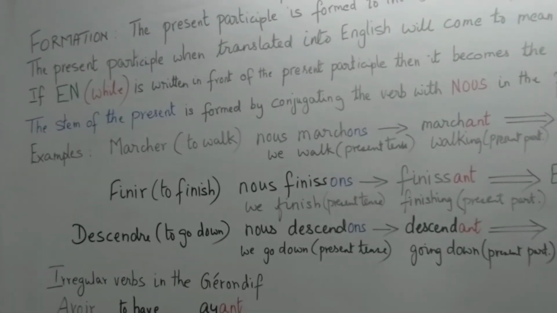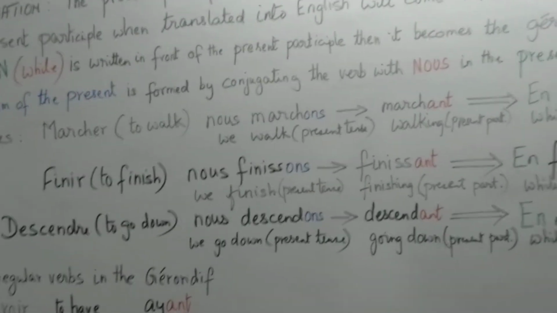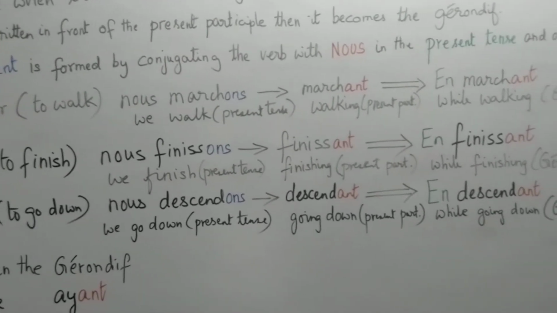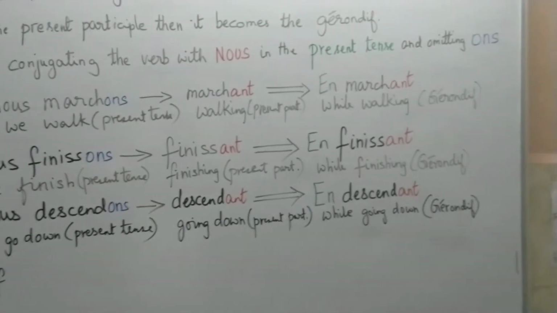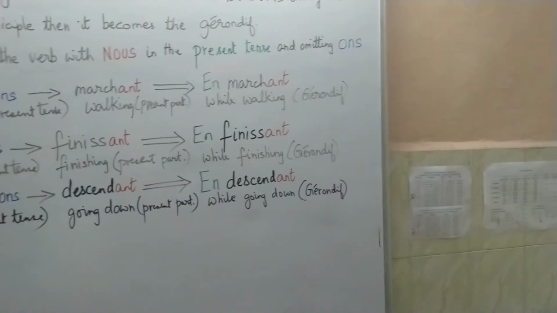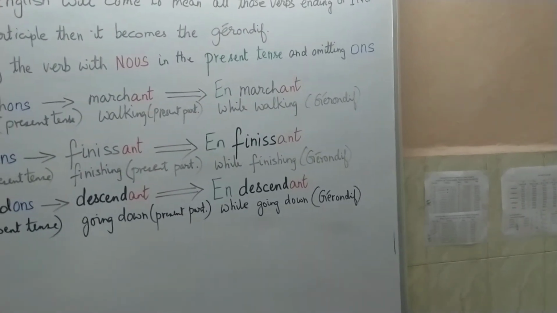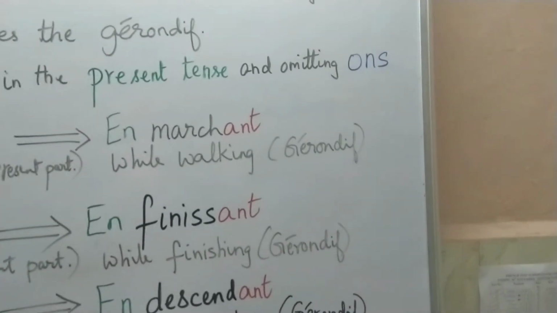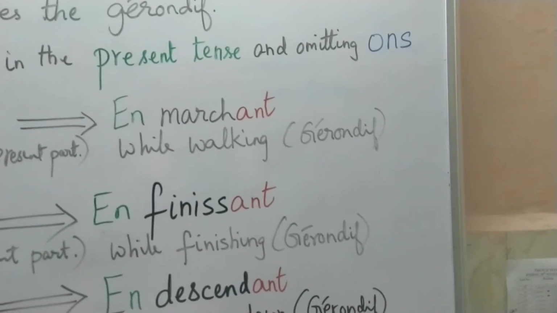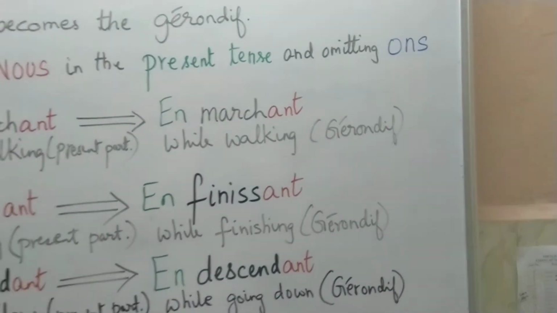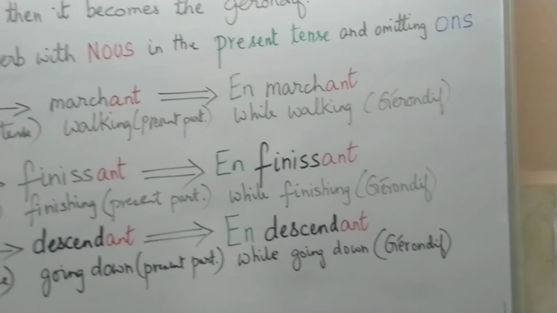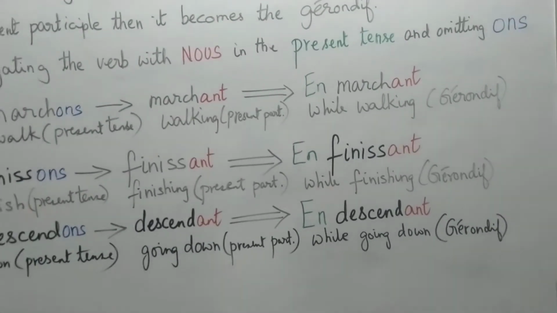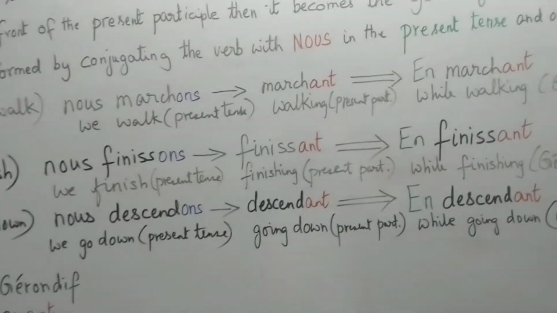The stem of the present is formed by conjugating the verb with the first person plural, that is nous, in the present tense and omitting the ons. Every verb which is conjugated in the present tense with nous will have an ons ending, except the verb être, which is irregular. So if you remove the ons from the present tense when it is conjugated with nous, then you will get what is known as the stem of the present.